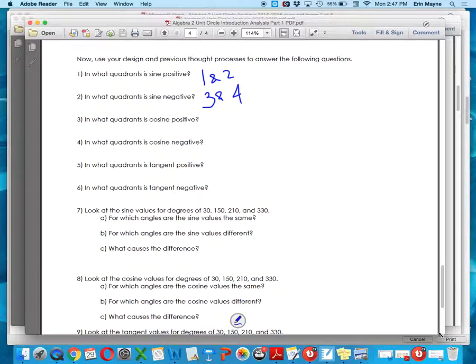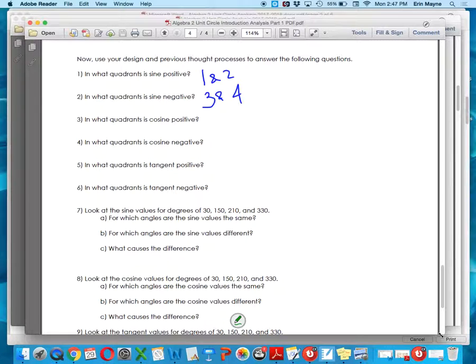Okay, go, Lydia. So because this y value of all the numbers in the first quadrant are positive, and in the second, yeah. So sine is your y value. Sine is positive in quadrants 1 and 2. So therefore, because y is positive, sine is positive, and for the reverse understanding, y is negative in 3 and 4, so sine is negative in 3 and 4.